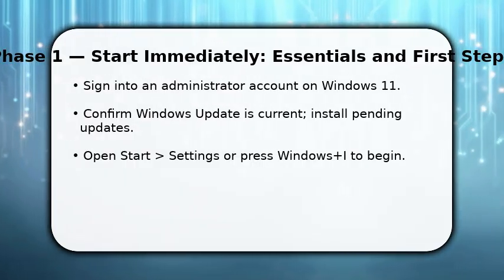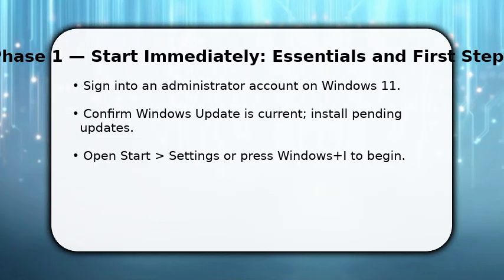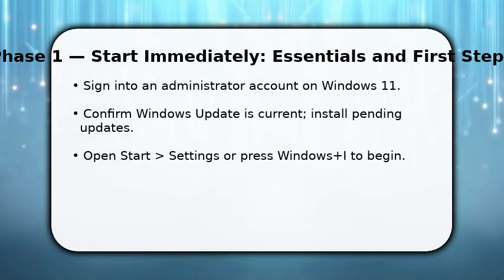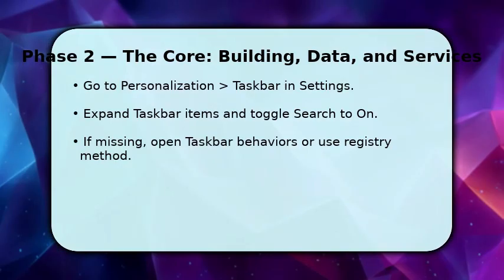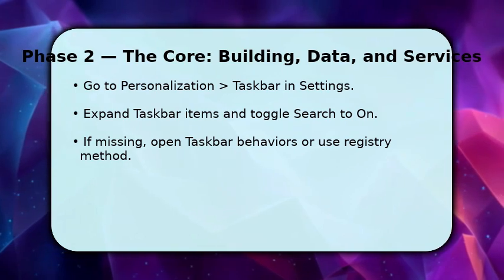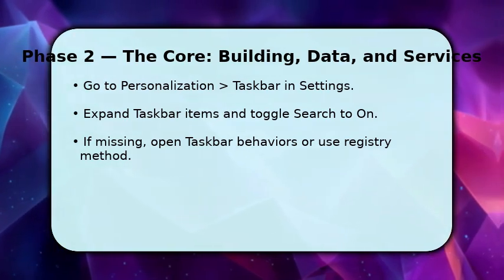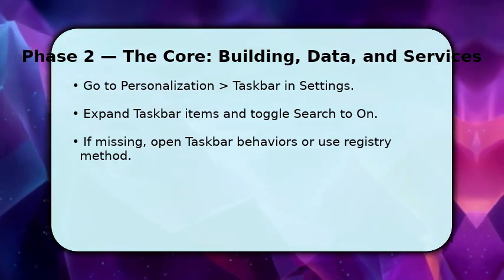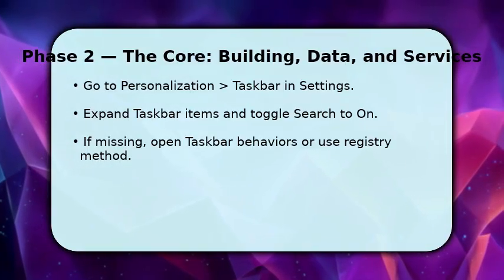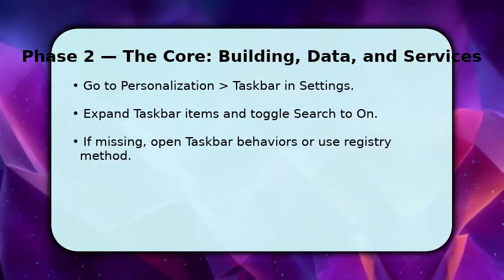Now navigate directly to Personalization. This is where taskbar controls live, so you're positioned to turn the search feature on without detours. From Personalization, select Taskbar and look for taskbar items. You'll see Search listed, toggle it to on to show the icon or search box. Make a choice. Icon saves space, search box gives immediate typing, both call the same indexer.